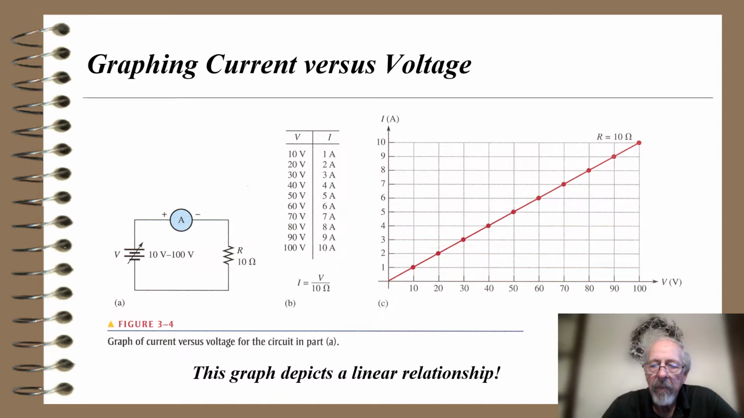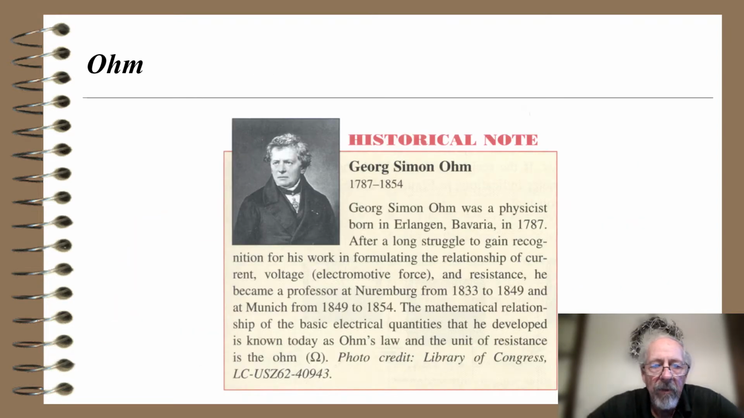So this is a little historical note on Georg Simon Ohm, who lived from 1787 to 1854. Basically, he was a physicist, and again, he studied these basic electrical properties, and he used wire basically for his resistors.